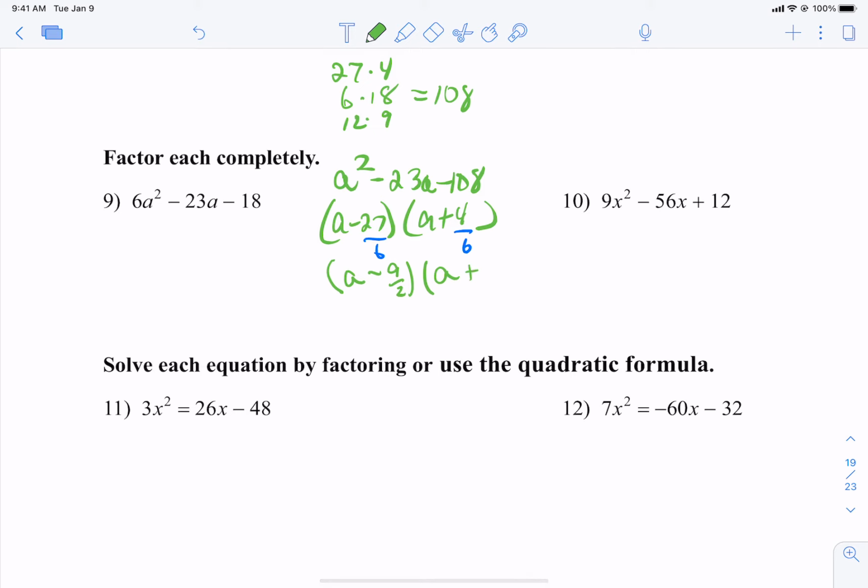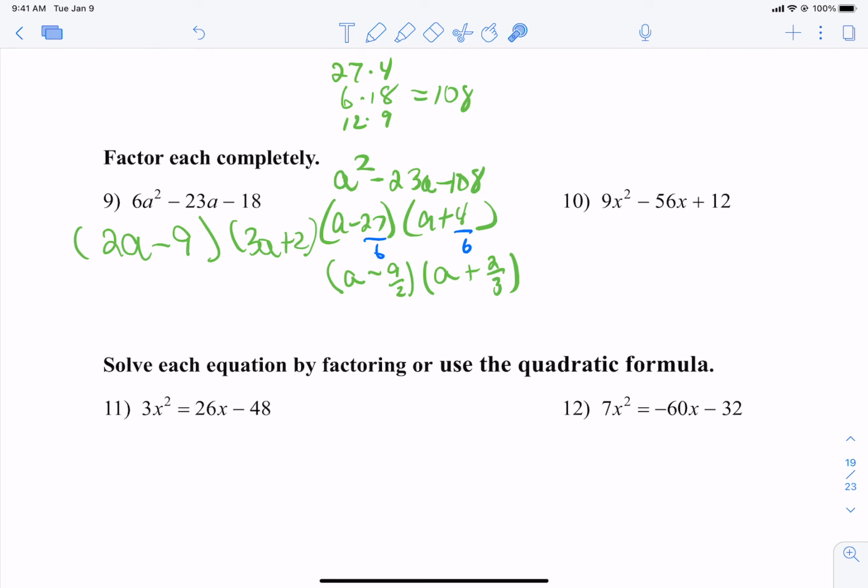4 and 6 are divisible by 2, so that's 2 and 3. Whatever denominator is left, put it on your A, and we found the answer. So the answer is 2a minus 9 and 3a plus 2.